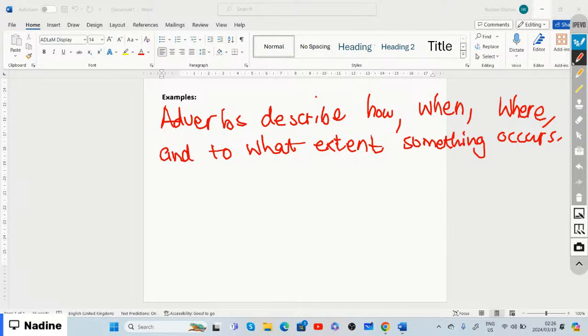And then we have adverb of frequency. It describes how often something happens, right? It tells us how often something happens. It can be divided into two categories based on how specific they are. But for now, we're just going to stick to how often something happens.